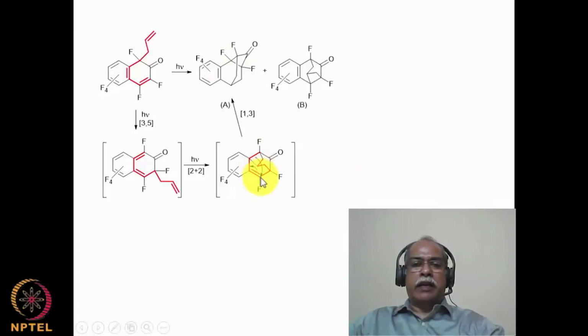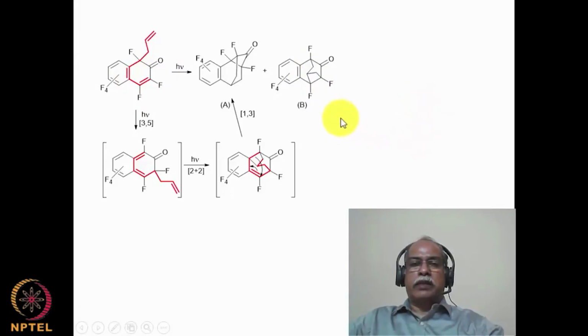The arrows very clearly indicate the 1,3 sigmatropic rearrangement, and the other product is essentially formed by a straightforward 2+2 cycloaddition reaction of the starting material. In fact, product A arises by a sequence of 3,5 sigmatropic rearrangement followed by 1,3 sigmatropic rearrangement, whereas product B arises by a 2π cycloaddition reaction between this double bond and this double bond here, resulting in the formation of this cyclobutane by a 2+2 process.